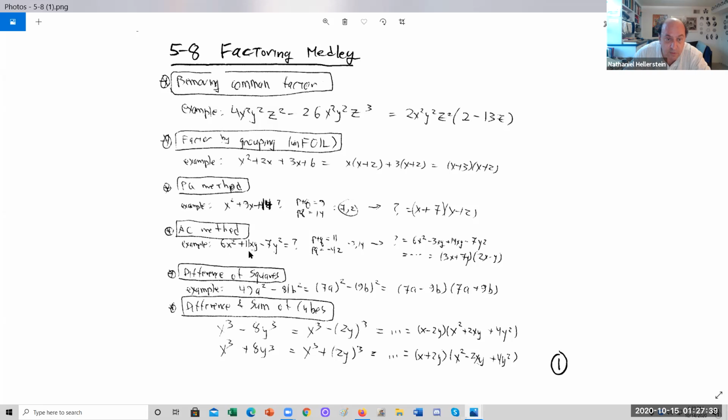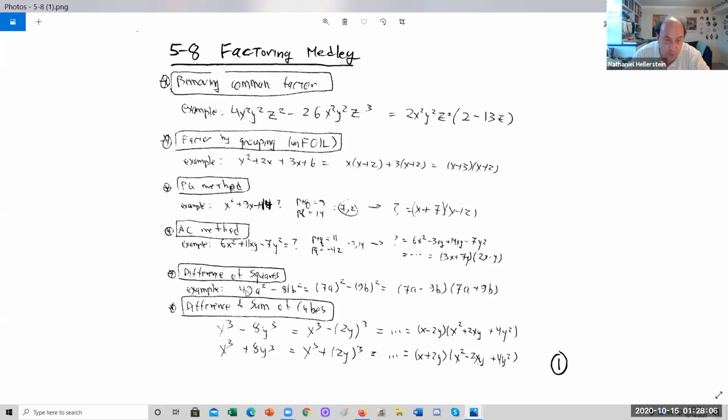In this case, we need to find p and q, whose sum is the middle coefficient 11, and whose product, p times q, is in this case 6 times negative 7, which is negative 42. Negative 3 and 14 work. And so what we do is we write 11xy as minus 3xy plus 14xy. And this factors by grouping after a few steps into 3x plus 7y times 2x minus y.